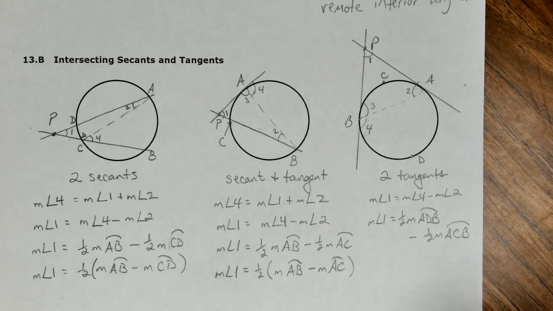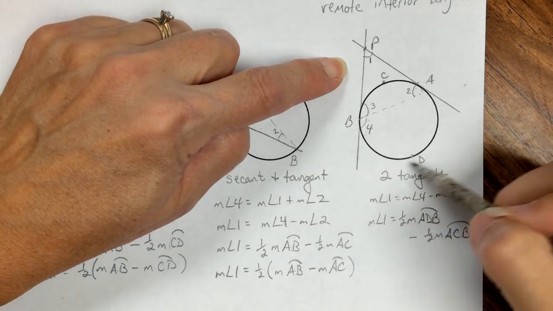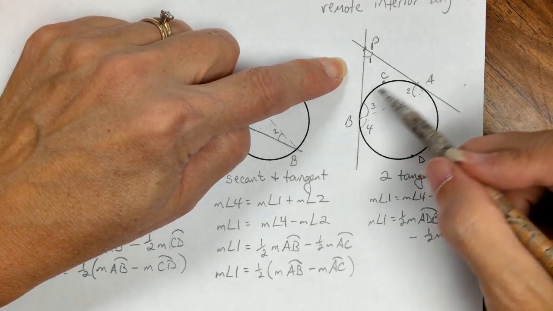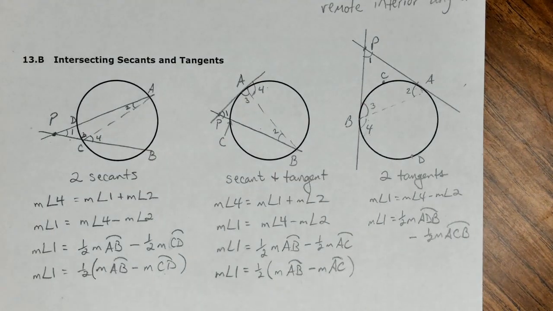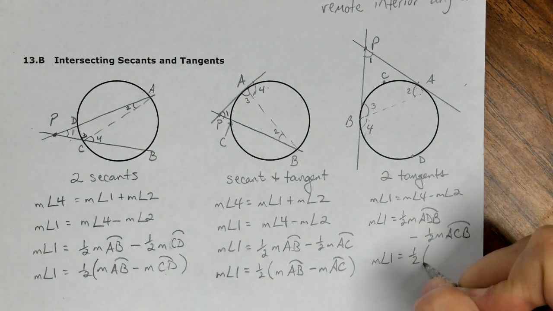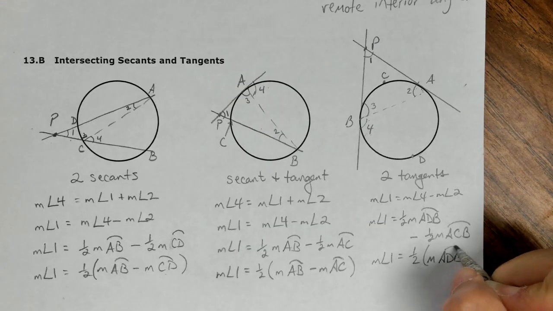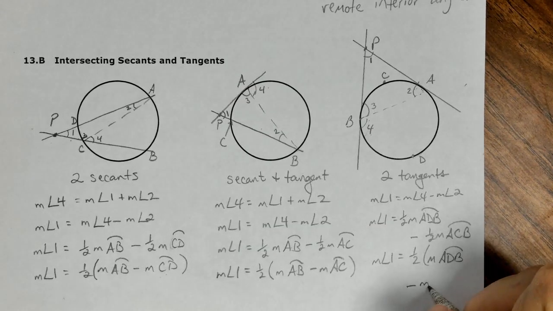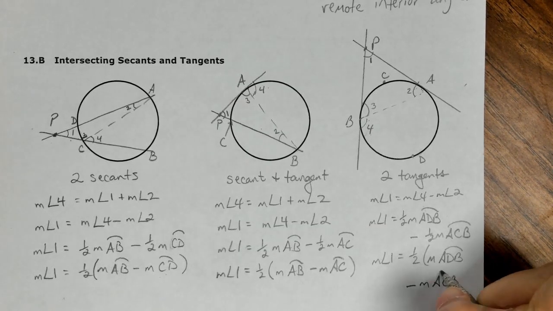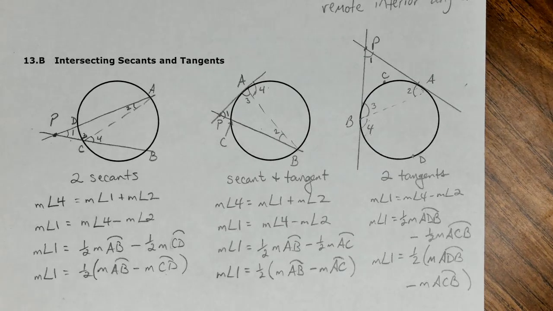So when we factor out the half, this angle again, you take the further away, the bigger arc, minus the smaller one that's closer, and divide by 2. Measure angle 1 is half the measures of ADB minus the measure of ACB. It works for all 3 cases. That is proven. You'll get to do some with numbers later.